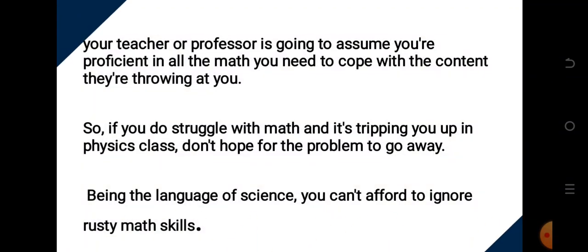So your teacher is going to assume, that's how physics teachers do, that you are proficient in all the maths you need to cope with the content they are throwing at you. We believe that you know the mathematics, so by the time we are throwing the concept to you, we already believe that you have the mathematical knowledge to comprehend.